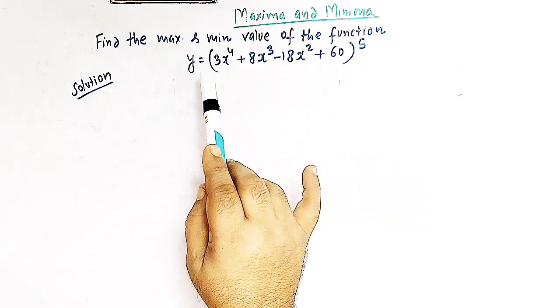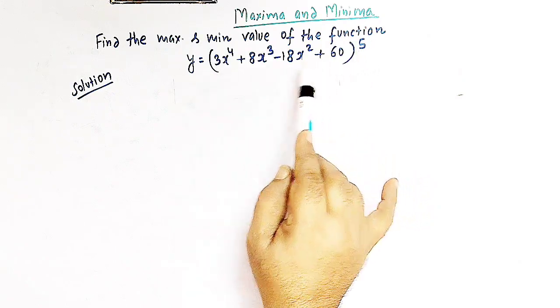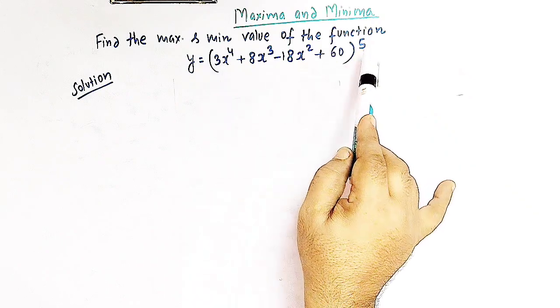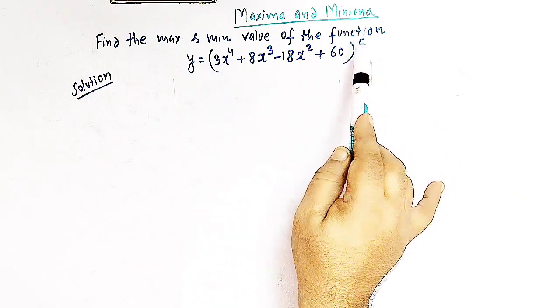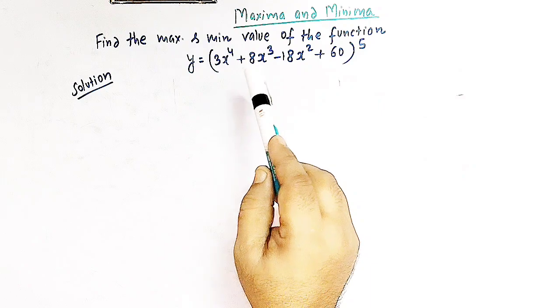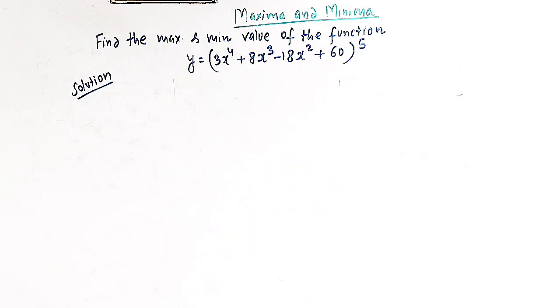So here we have a polynomial, and this polynomial is raised to some power, that is 5, and we'll see how we can find the maximum and minimum value of this function with the help of the second derivative test, right? So let us start.